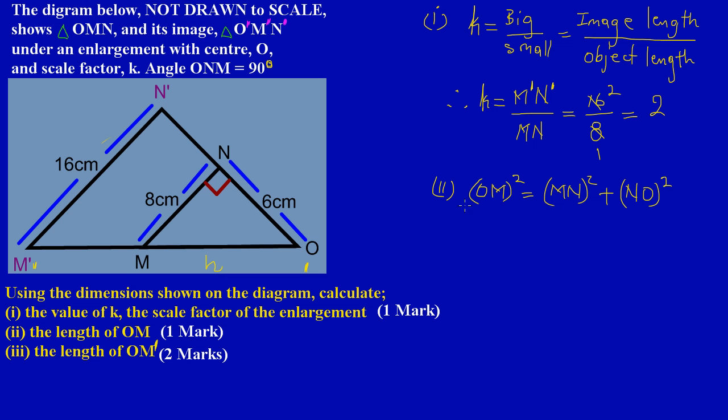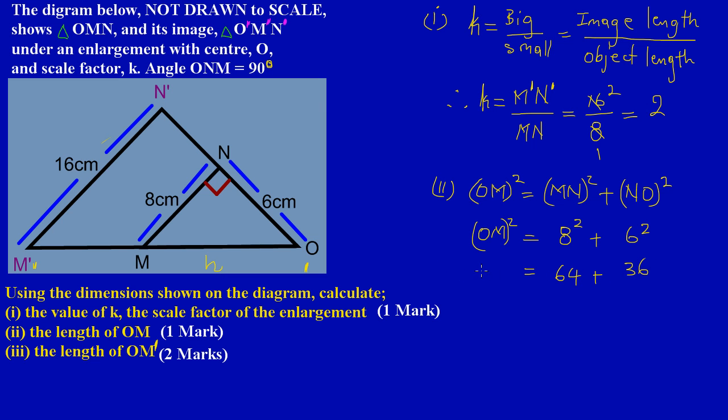NO squared, and we know that OM squared must be equal to MN squared. If you notice, from N to M is 8 centimeters, so I'm going to say 8 squared plus NO is 6 squared. Now we know that 8 squared is 64 plus 6 squared will give us 36.